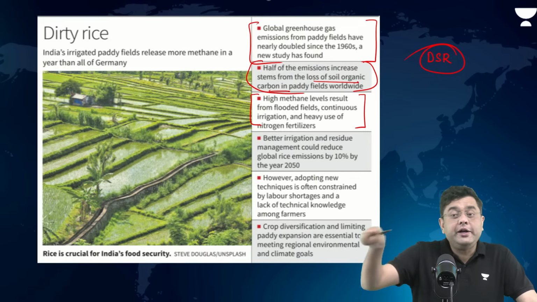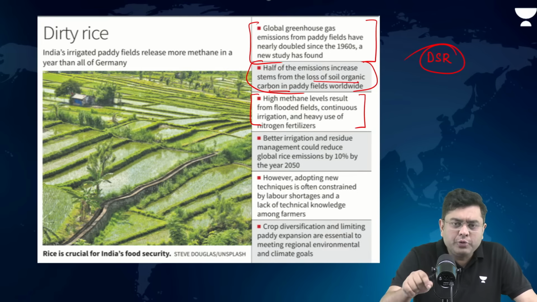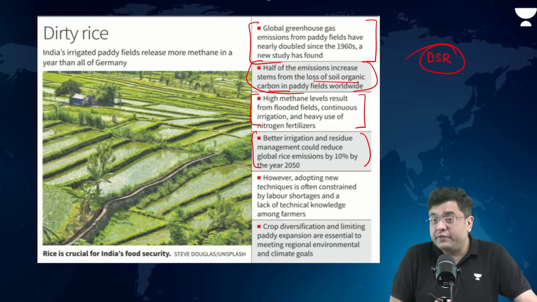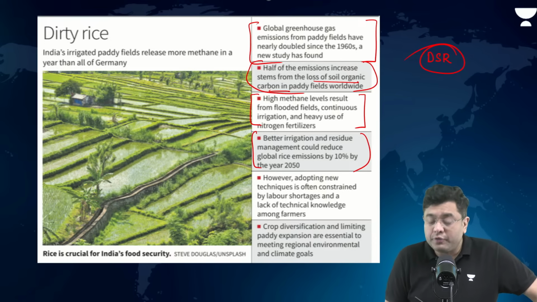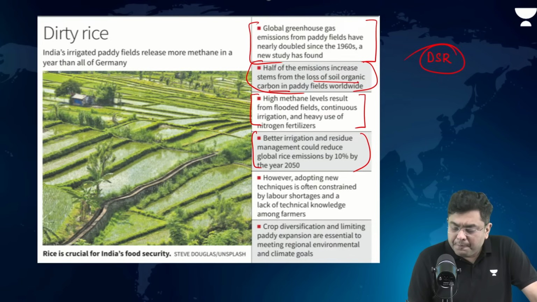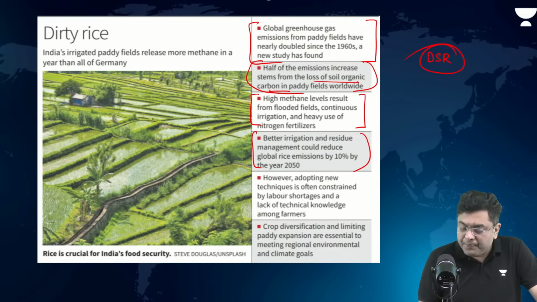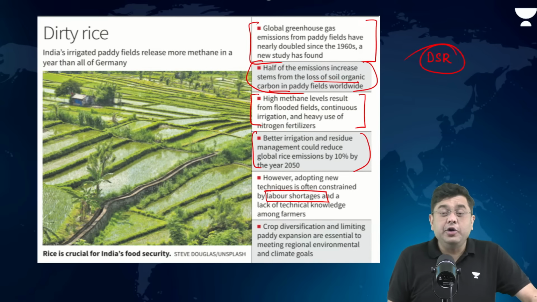Now, in this, you don't need to flood the field and you need to provide a lesser amount of water. Better irrigation and residue management can reduce the greenhouse gas emission by 10 to 15%. However, one of the major challenges is the deployment of labor. That is going to be a shortage. Labor shortage, lack of technical know-how.